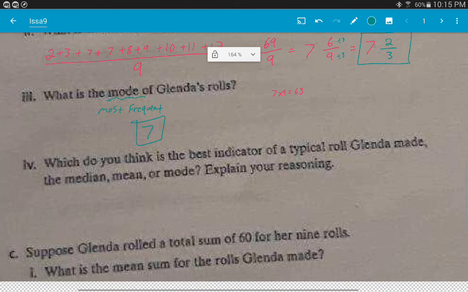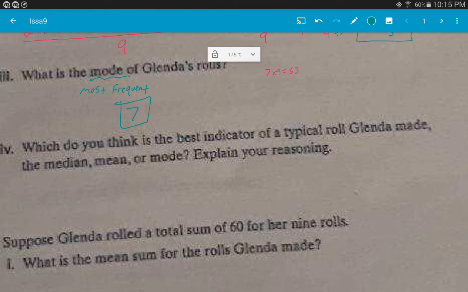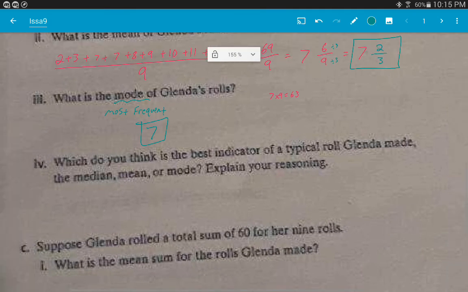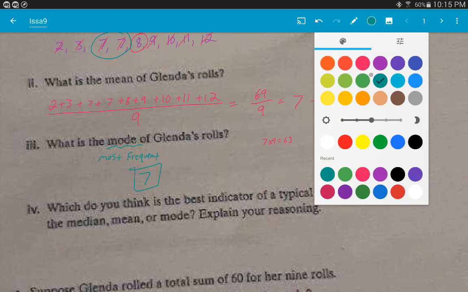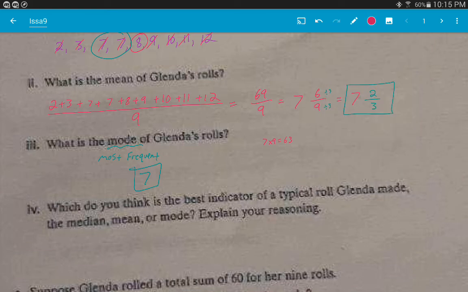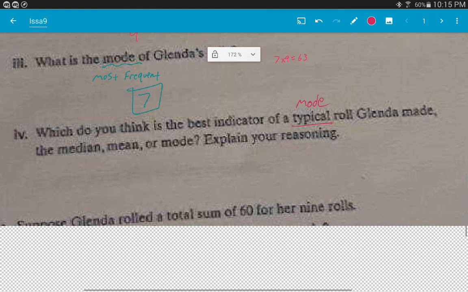Which do you think is the best indicator of a typical roll Glenda made? The mean, median, or mode? The best indicator of a typical roll that Glenda made. Well, that's really debatable. There's no one answer for that. A lot of people would say that typical indicates the mode. It's the most common. It's the thing that shows up the most often. So I would lean towards that.